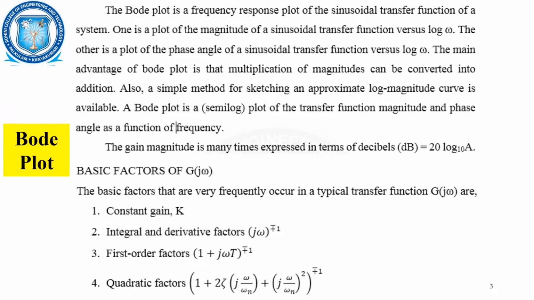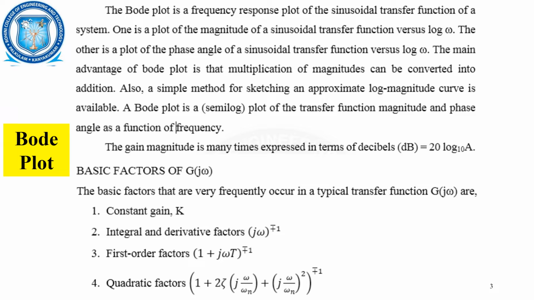The gain magnitude many times is expressed in terms of decibels. That is, we will not consider the gain as, for example, say capital G, or in terms of A, while drawing the Bode plot. We consider that as 20 logarithm to the base 10 of A. That is, in terms of decibels we will be considering.